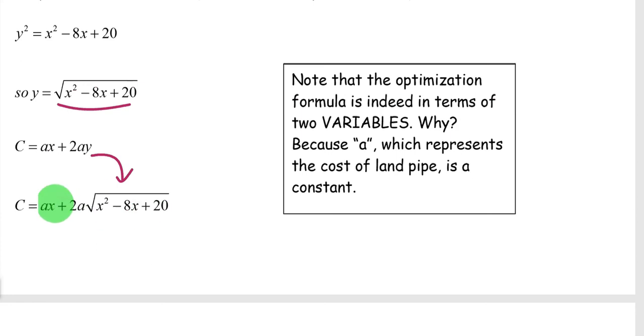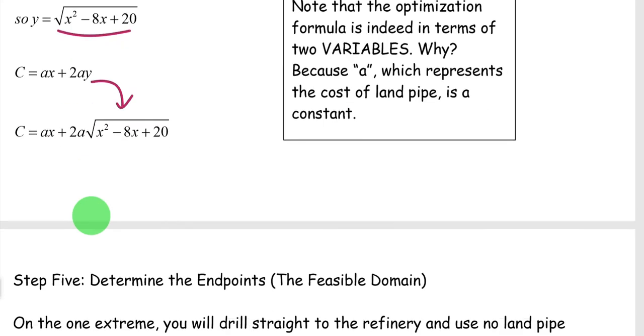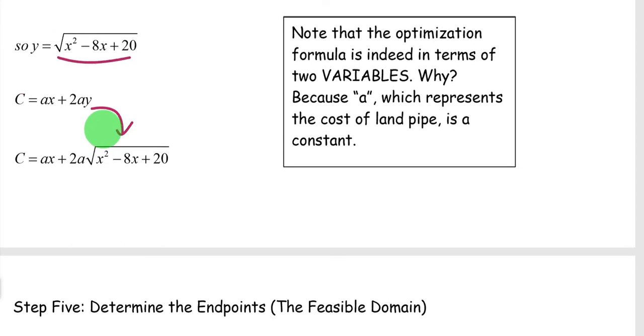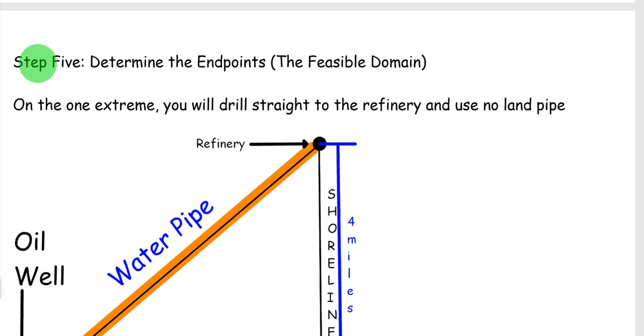Again, A is a constant. It's how much it costs per mile of land pipe. Now this is kind of a complicated formula. So when we go to take the derivative, we have to be very careful when we go to find our critical points. And over here is just a note about the fact that we just have one variable because A is a constant. All right, so now leads us to step 5, which is determine our endpoints, our feasible domain.